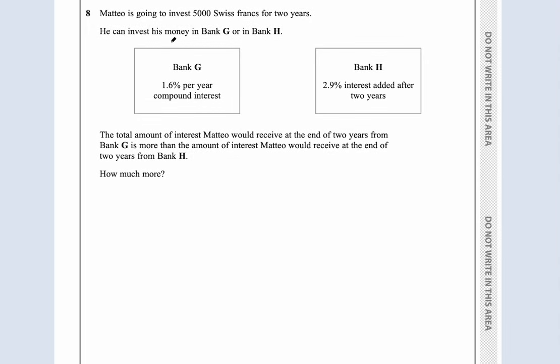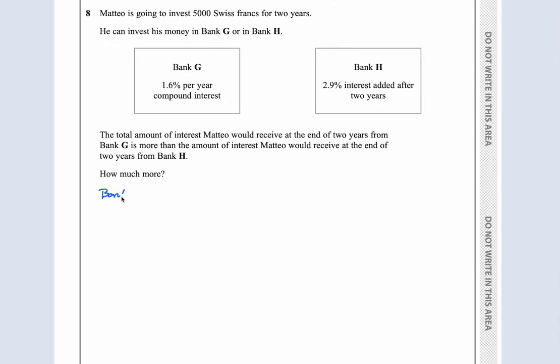Matteo is going to invest 5,000 Swiss francs for 2 years. He can do this in Bank G with 1.6% compound interest or in Bank H with 2.9% interest added after 2 years. The total amount of interest he would receive at the end of 2 years from Bank G is more than the amount he would receive from Bank H. How much more? Okay, so we just have to do the two banks, guys.